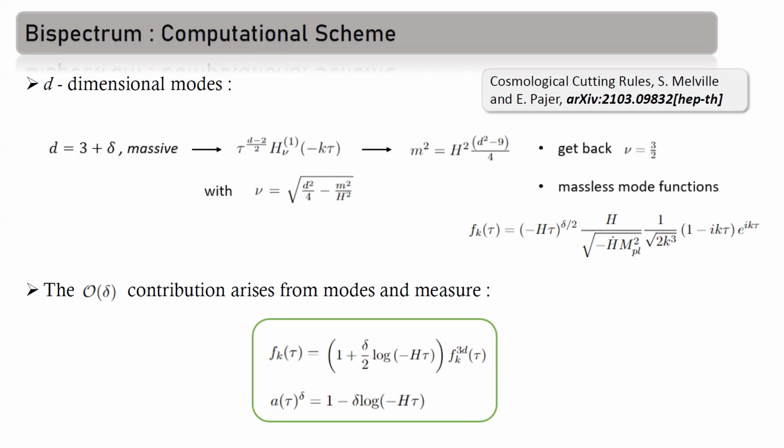This is where the mode function then takes the form. These are just 3D modes, modulo a factor of this. Okay, and you can expand this factor about delta equals 0 to get the structure. And you see that the modes then decompose into a 3D part, which is when you consider this factor of 1 in the bracket over here, and an order delta part, which is when you consider this log H tau factor in the first bracket. Similarly, you will also have contributions coming from the measure in the form of a to the power delta. And you can once again expand this about delta equals 0 and you'll get a 3D part, which is just 1, and an order delta part, which is delta log H tau.